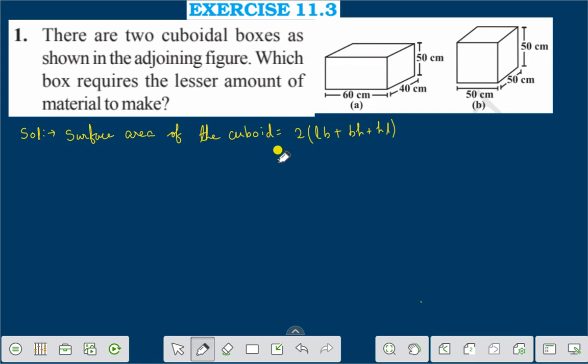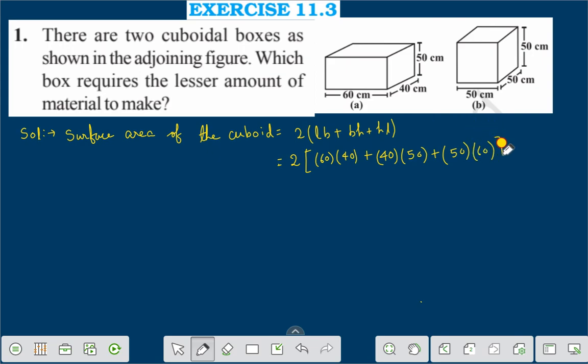So here it is 2 into, length is given as 60 centimeter and breadth is 40 centimeter, plus breadth is again 40 centimeter into height is 50 centimeter, plus height is 50 centimeter and length is 60 centimeter.